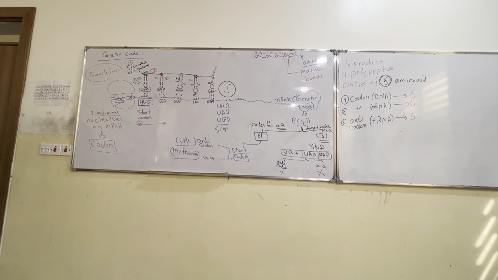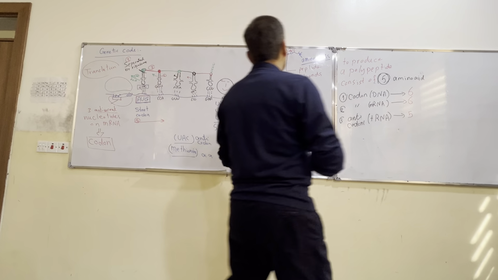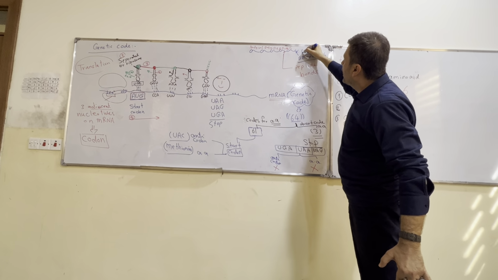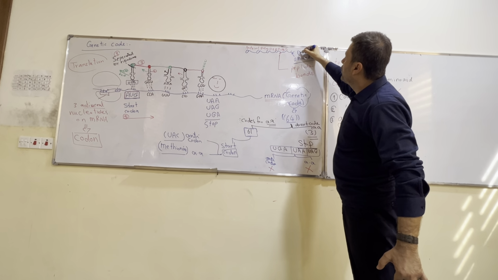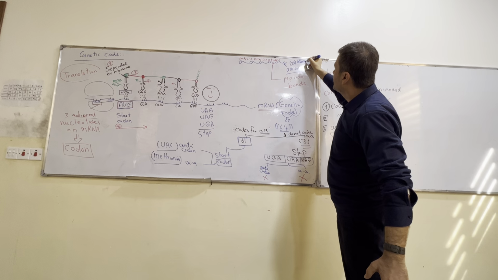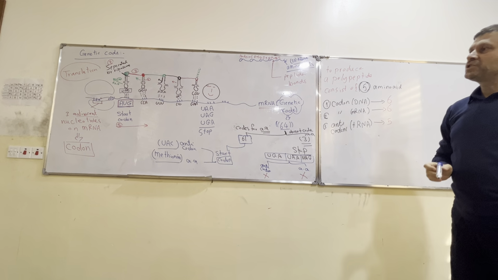As for the genetic code, look. The proteins consist of amino acids. Also, you have to know that we have only 20 different amino acids in the genetic code.